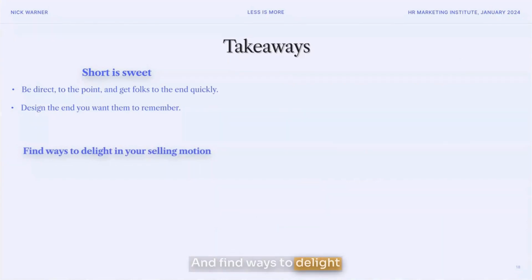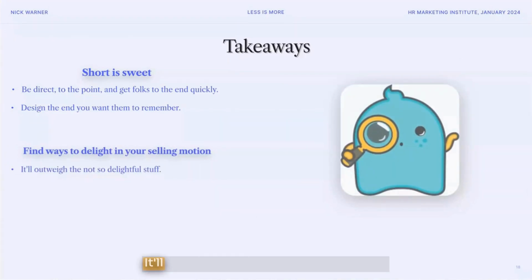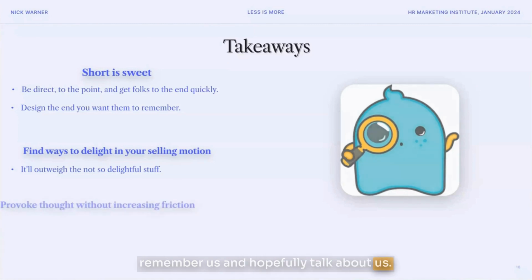And find ways to delight in your selling motion. It'll outweigh the not so delightful stuff. And an example from my own past is at Sam Labs, an education tech company. When customers signed, we'd send them this little blocky plush toy. It's our little mascot all over the site and in the product. And it's just a little way to hopefully bring a smile to their face and make it easy to remember us and hopefully talk about us.